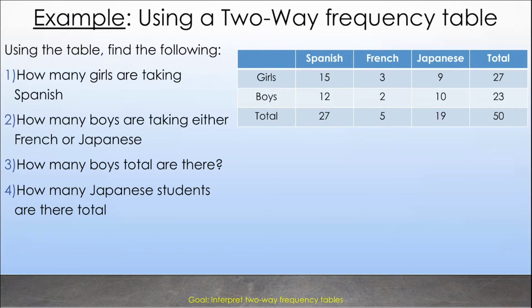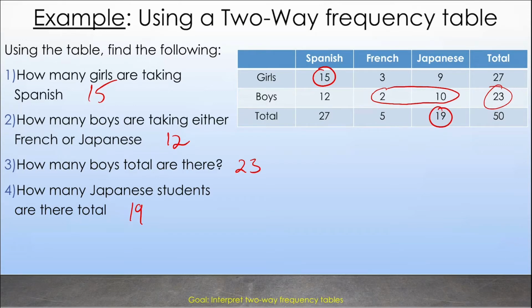Using the two-way frequency table, find the following. How many girls are taking Spanish? I have Spanish and girls, 15. So there's 15 girls taking Spanish. How many boys are taking either French or Japanese? Boys taking French or Japanese, we get 12. How many boys total are there? Boys total, we get 23 of them. How many Japanese students are there total? Japanese students total, we have 19.